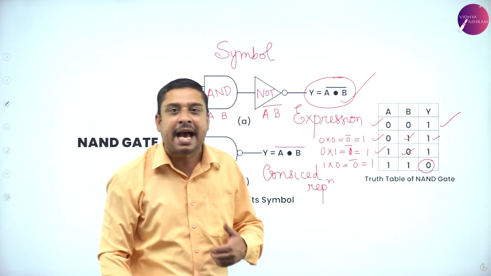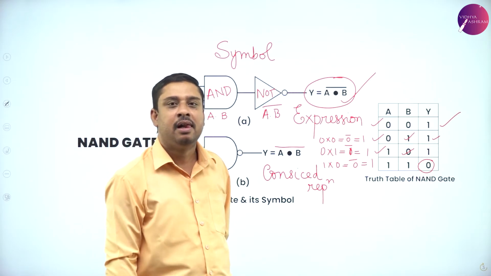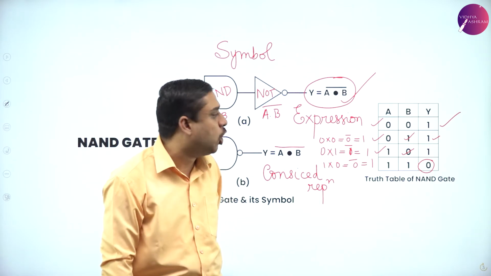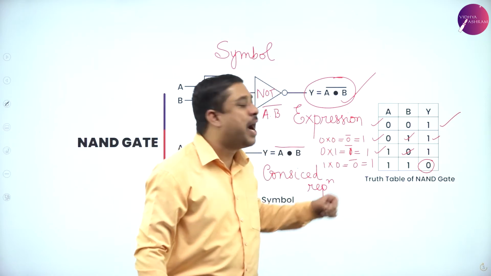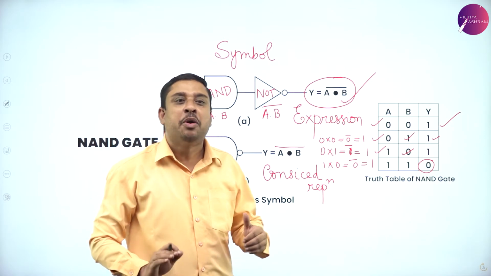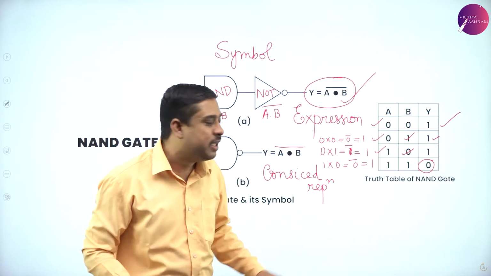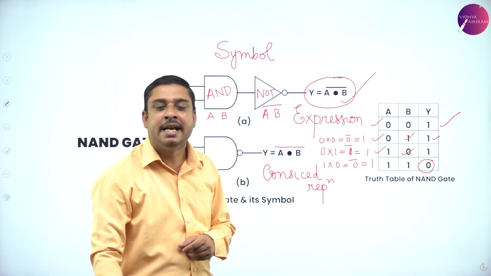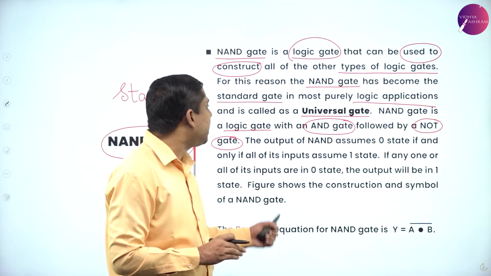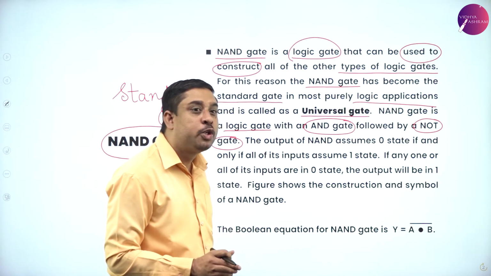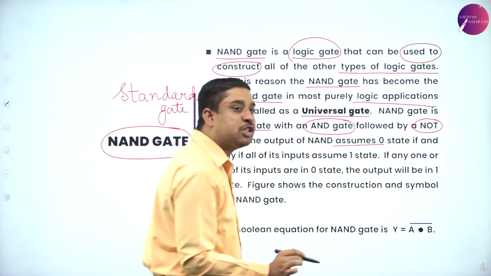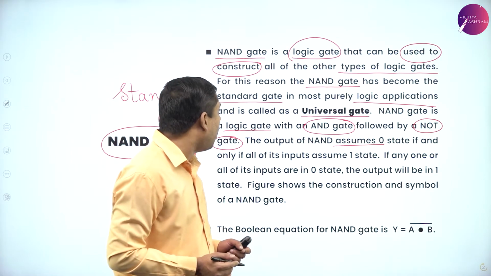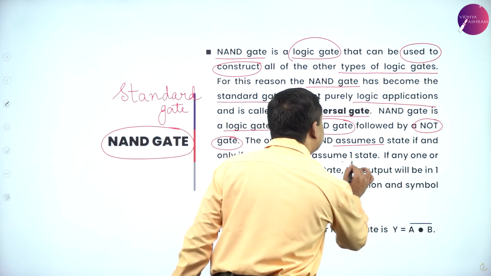So what can you analyze from the truth table? The NAND gate gives a high output when any one of the inputs or both the inputs are low. If both the inputs are high, then the output of the NAND gate is 0. Therefore, very clearly I have explained that the output of the NAND gate takes up a 0 value when all of its inputs assume one state.